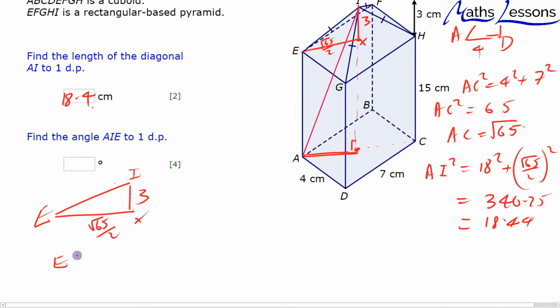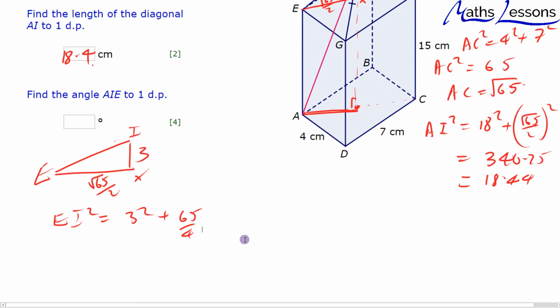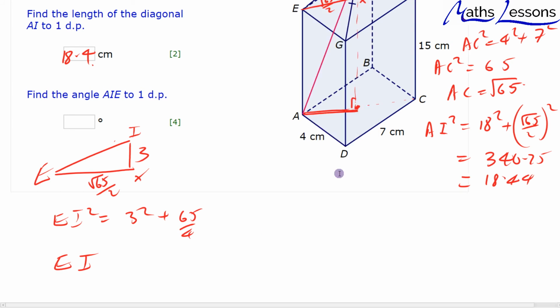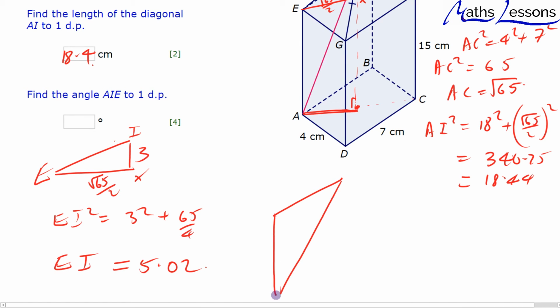So let's work out EI. EI squared will equal 3 squared plus this all squared, which is 65 over 4. So put that into our calculator: 9 plus 65 divided by 4 equals, and you get 5.02. So we now know that side there. So we've now got all the sides of this triangle.